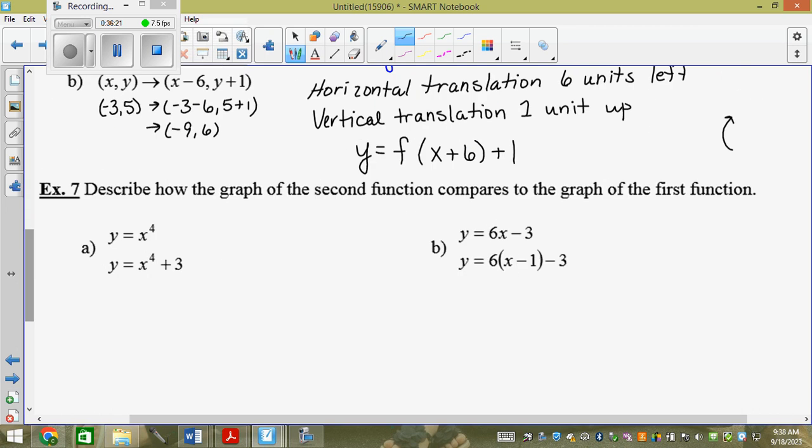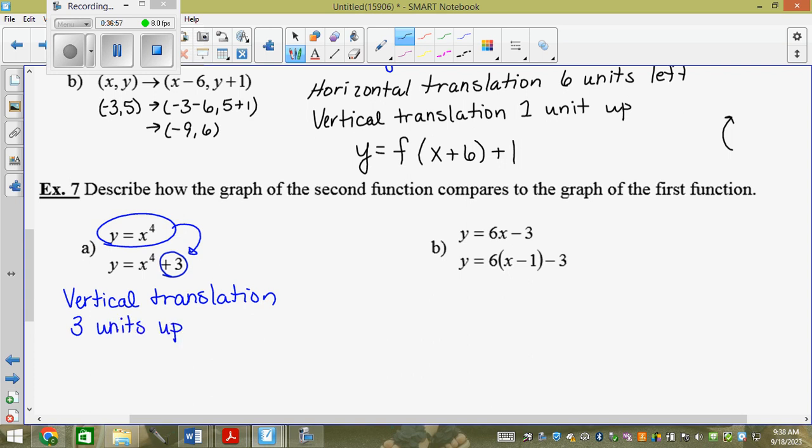These ones I set you up for a little bit because I'm going from equation to equation, not a transformation equation. This doesn't have an f in it, does it? So when it doesn't have an f, I'm going from this equation to this one, and I see what changes. So I had an x to the 4, now I have an x to the 4 plus 3. So what is this going to cause me to have? Vertical translation. Three units. Up.